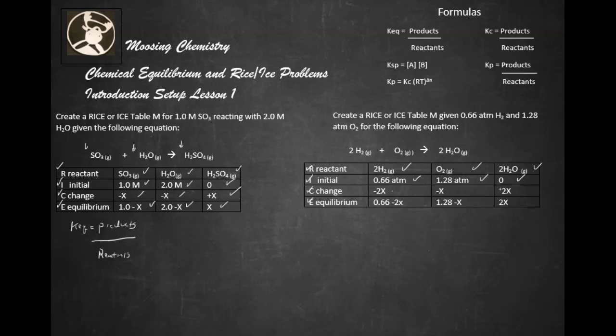The change is going to be minus 2x. That's because of this 2 right there. The change in this is just going to be simply minus x because there's no coefficient, and if there's no coefficient showing, it's assumed to be 1. And then, of course, the change here for the product would be plus 2x. Alright, and then of course you'd set up 0.66 minus 2x, 1.28 minus x, and then just 2x.